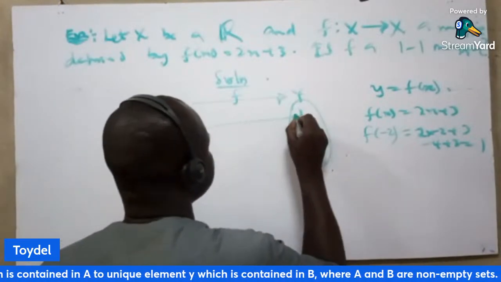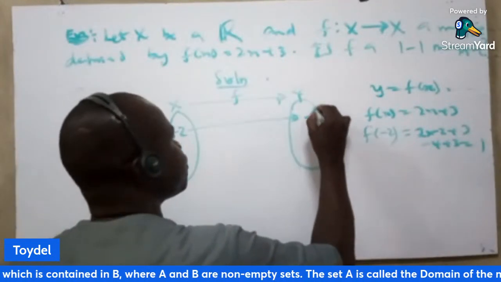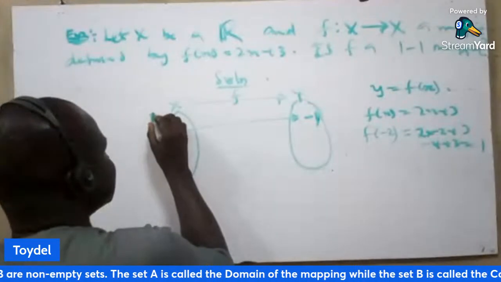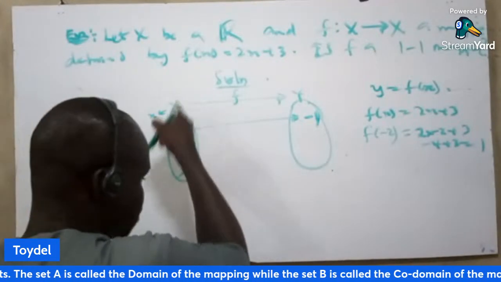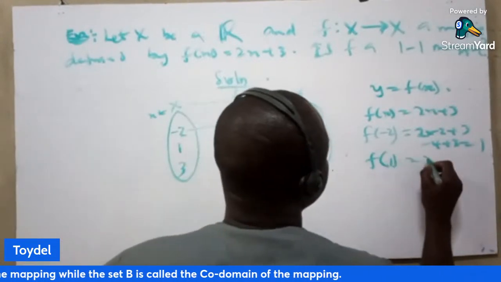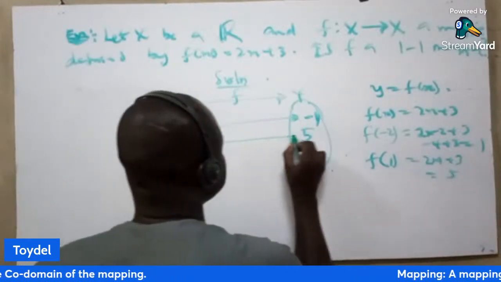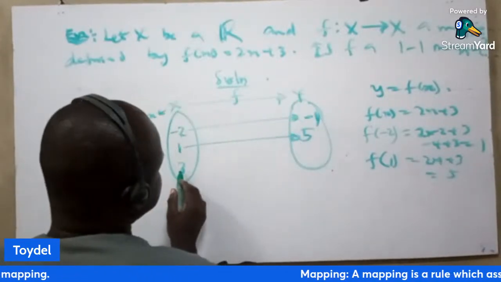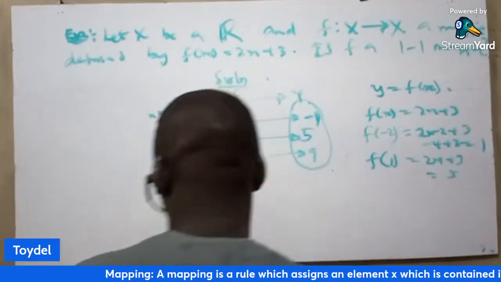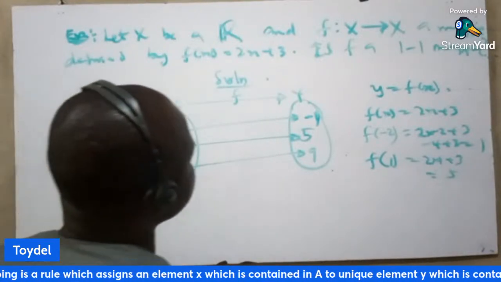So I'm going to have -1 here. This will be the image here, -1. When x belongs to this set, f of 1 will be 2 times 1 plus 3, and that will be 5. So I'm going to get 5 here. Then when x is 3, that's 2 times 3, 6, plus 3, I'm going to have 9 there. Okay. So what would now be our conclusion?